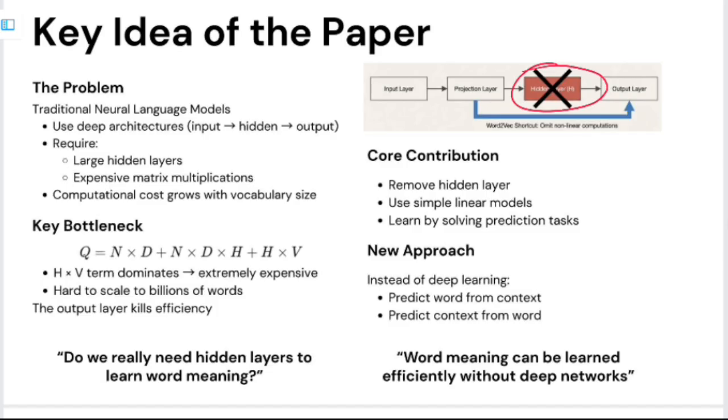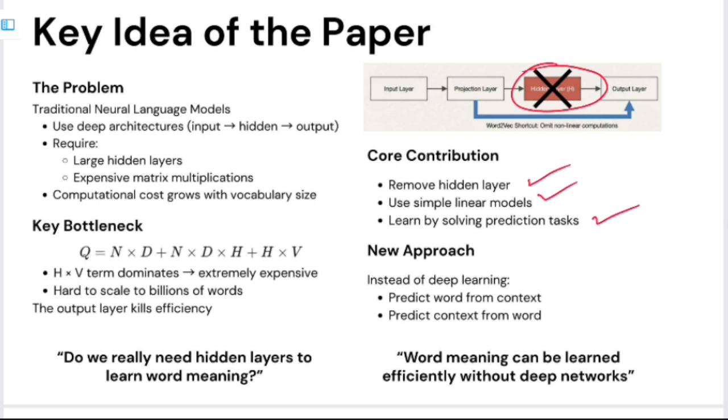So now the question arises, do we really need hidden layers to learn word meanings? And their answer is no. They propose something radical for that time. Remove the hidden layer, use simpler linear models, and learn by solving prediction tasks. So now the new approach is to simplify the structure and scale the data.